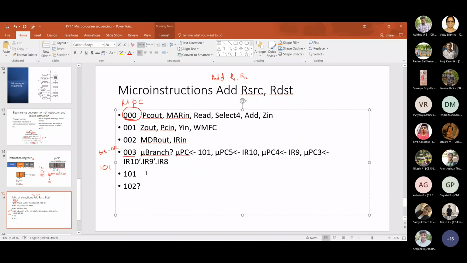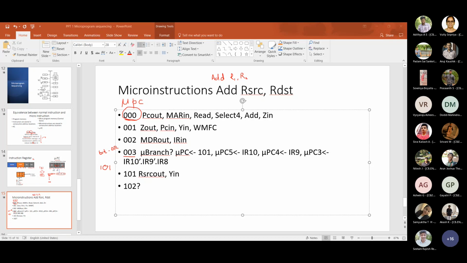We are talking about R source out, then Y in. You are reading it and putting it in Y. Okay. Then once you have read that, what should you do? Then what? Destination out, add, then Z in. Yes, very good.